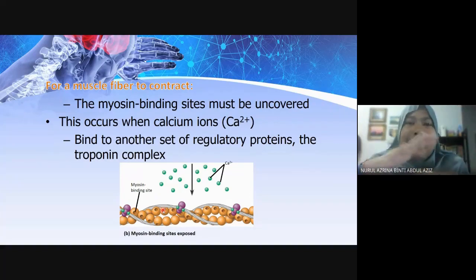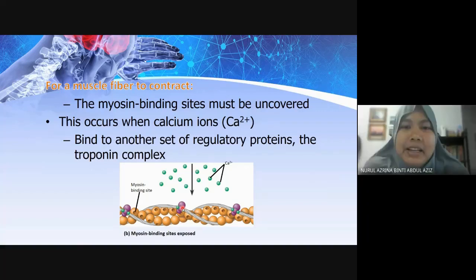Okay, so macam mana nak pastikan dia uncover? Okay. So this occur when the calcium ion that is released from the sarcoplasmic reticulum bind to the another set of regulatory protein known as troponin complex. Okay, troponin complex. So you can see the calcium tadi release kan? Calcium tu will bind to another set of regulatory protein yang warna purple ni namanya troponin. Okay, so calcium bind to the troponin first. Okay, setakat tu okay?